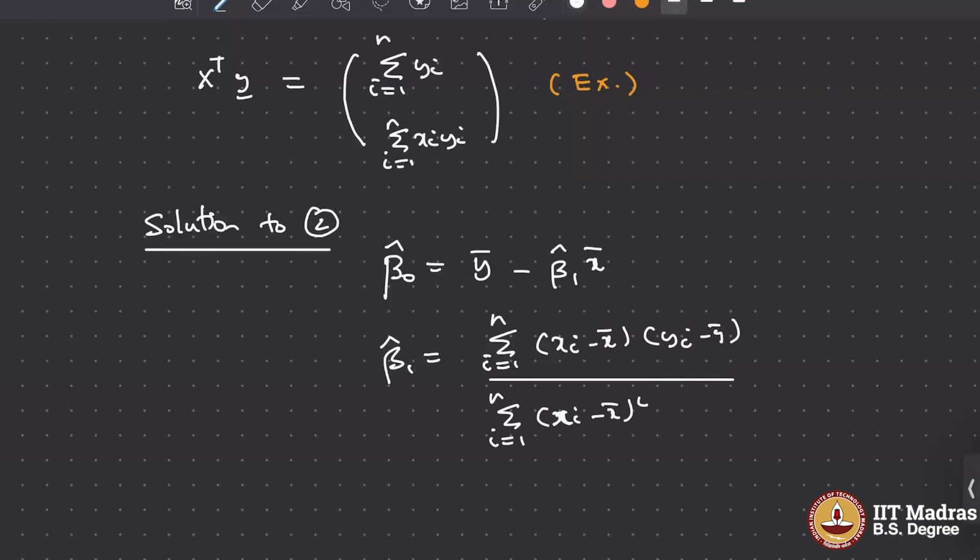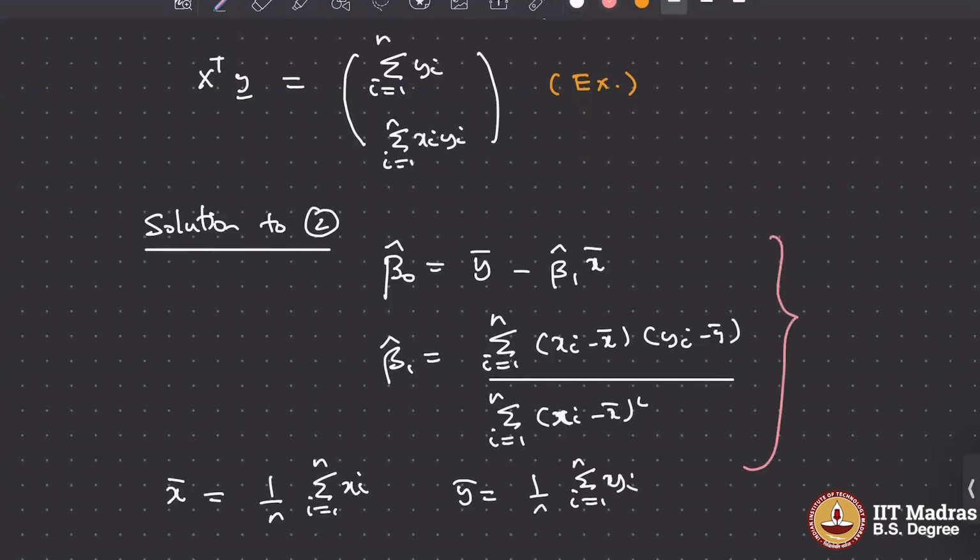Now from this, you can understand exactly. And what is x bar and y bar? X bar is just the sample mean, that is 1 over n times the summation i equal to 1 to n of xi, and y bar is the sample mean of the yi. So this is another representation of the solution, a sort of explicit representation of the solution. Very good. So these are the least squares estimates in the simple linear regression case, right?